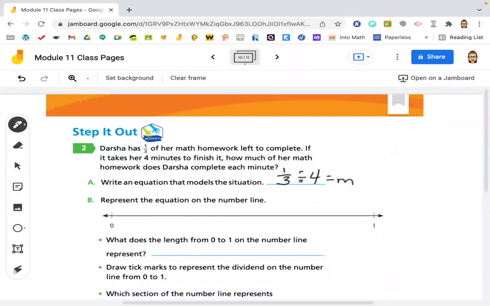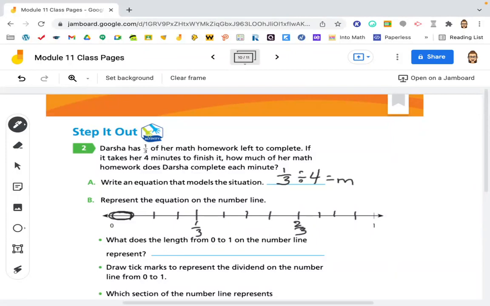So I'm going to just put it in. We're going to start by splitting this into thirds. So this is 1/3, 2/3. Then dividing each third into fourths. And we're looking at this section right here.